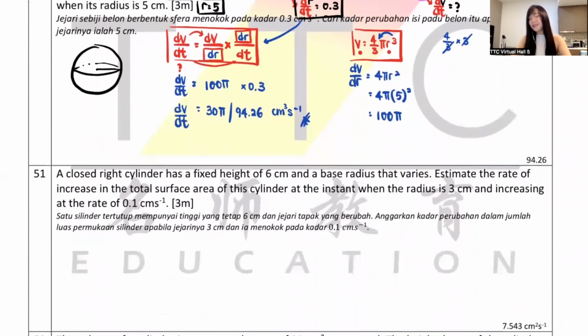Done. 51. A closed right cylinder has a fixed height of 6 cm and a base radius that varies. Estimate the rate of increase in the total surface area of this cylinder at the instant when the radius is 3 cm and increases at the rate of 0.1 cm.